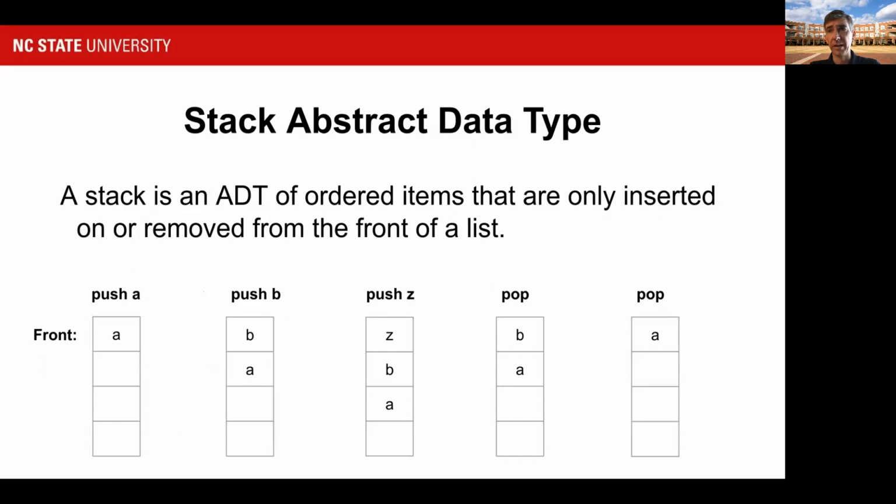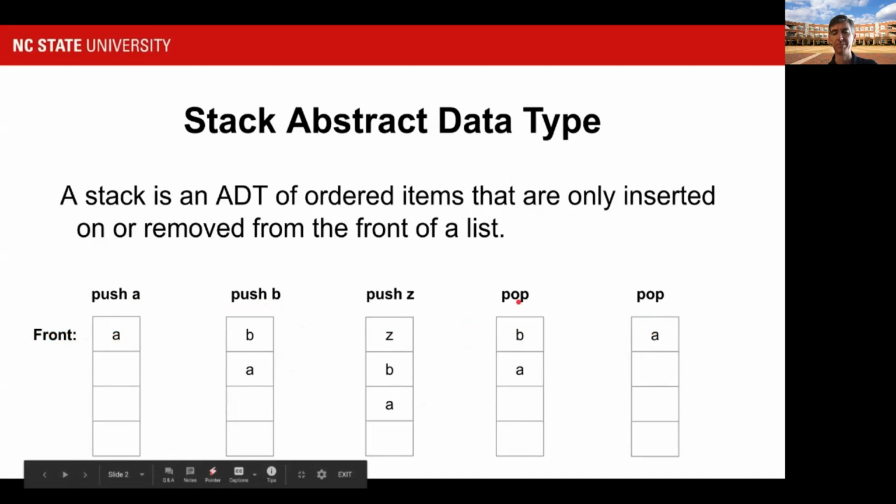And so in that context, a stack is an abstract data type of ordered items that are only inserted on or removed from the front of a list. So for example, one of the operations I'm going to do on a stack would be a push. And whenever I push, I always push to the front. So I'm representing the front here by this label. So the top of these boxes is the front of my stack. And so I can push A. When I push A, it goes to the front. And then when I push B, B is now at the front and A comes after it. When I push Z, Z is now at the front and B and A follow it, and so on.